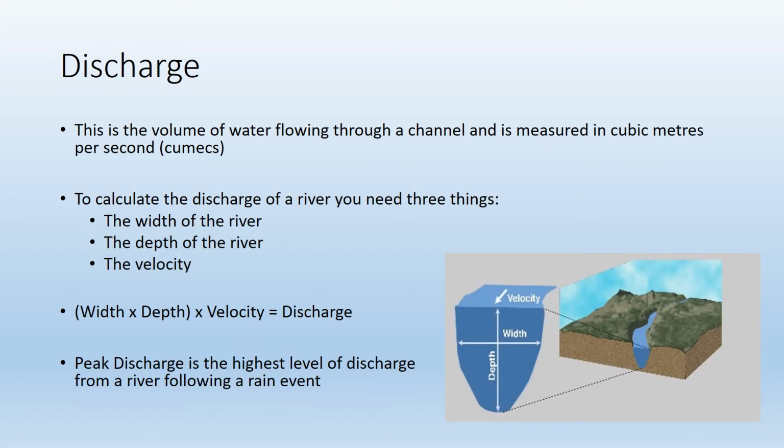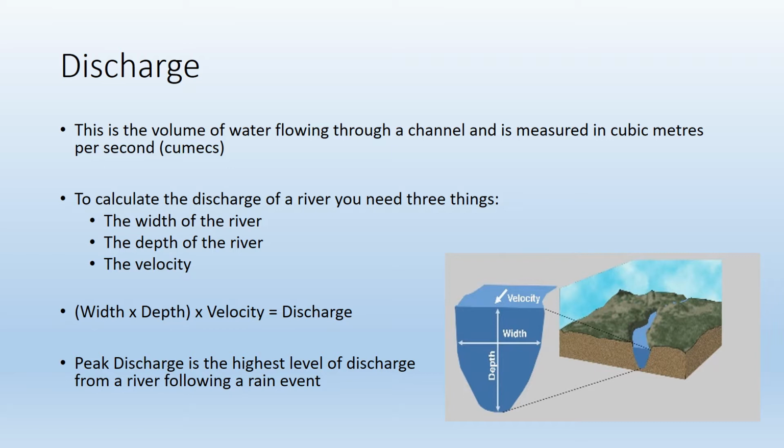The second is discharge, river discharge, and this is the volume of water flowing through a channel, and it's measured in cubic meters per second, which is cumecs for short. So it's the amount of water flowing through the river.